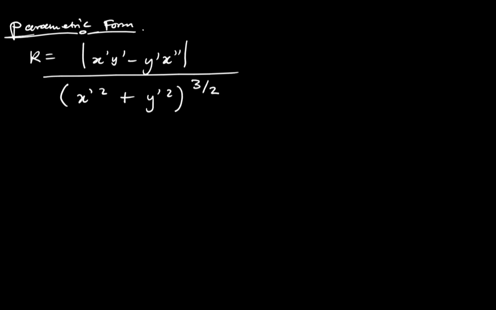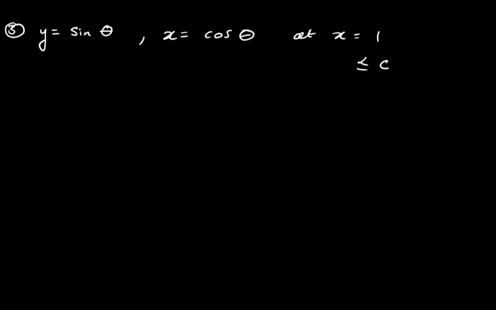Now, let me give you an example of what I'm trying to illustrate. Let's say we have y given as sine theta, and x given as cos theta. Then we are at the point where x is equal to 1, with some condition, maybe where theta should be greater than or equal to 0 and less than or equal to pi. That's what I was supposed to say.